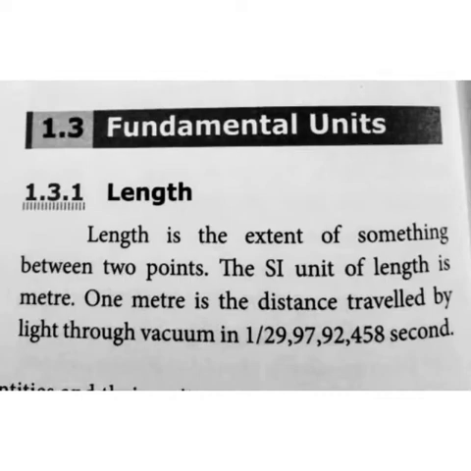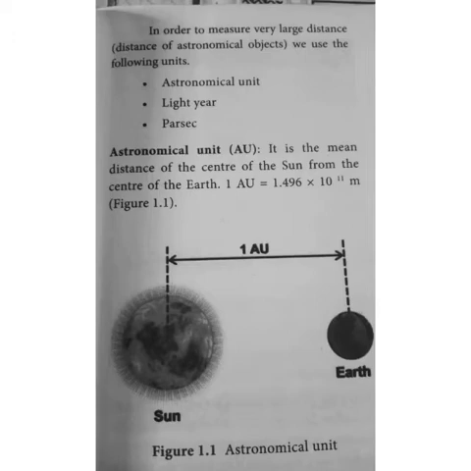299,792,458 second. Next, we can study the larger units of length: astronomical unit, light year, and parsec. First, the astronomical unit. Its symbol is AU. It is the distance between the sun and the earth. So, 1 AU equals 1.496 into 10 power 11 meter. This is one of the larger units of length.